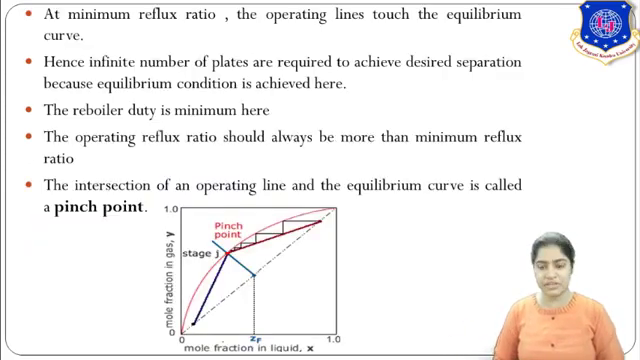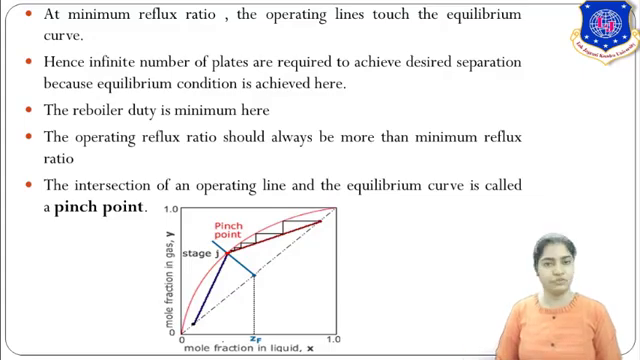Now at minimum reflux ratio condition, the operating line touches the equilibrium curve. Here you can see the pinch point. What is it? It is the intersection of the operating line and the equilibrium curve. So that is your pinch point. You can see the operating lines of both the enriching and stripping sections intersect with the equilibrium curve. It means the number of plates required here is infinite, because the equilibrium condition is already there. It means there is no scope of mass transfer to occur at minimum reflux ratio. So infinite number of plates are required here.